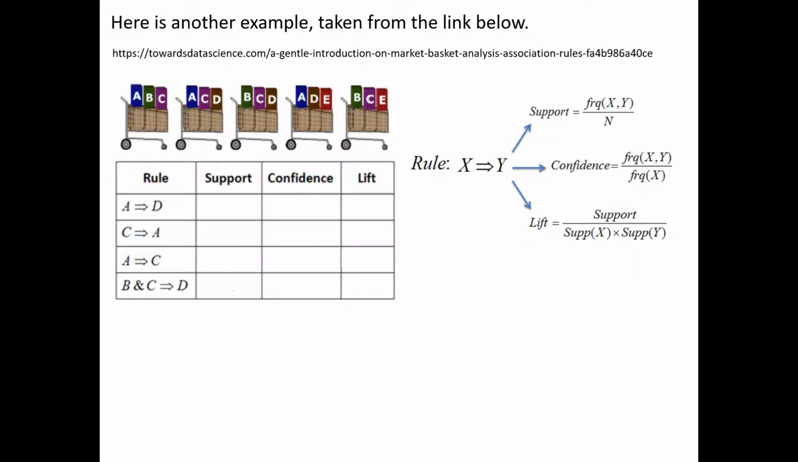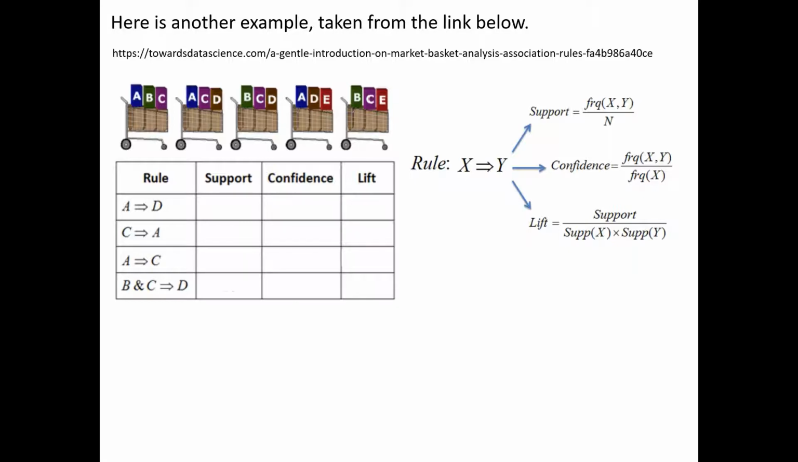Remember, we're reading from the right to the left. D purchased given that A is purchased. The second one down, A purchased given that C is purchased. Third one down, C is purchased given that A is purchased. And then there's another one at the bottom, D is purchased given that B and C are also purchased. So we're going to find the support, confidence, and lift for all of these.